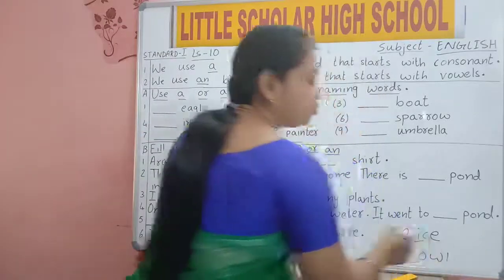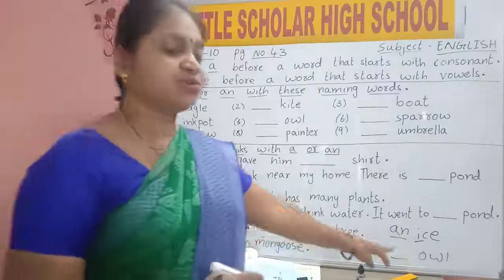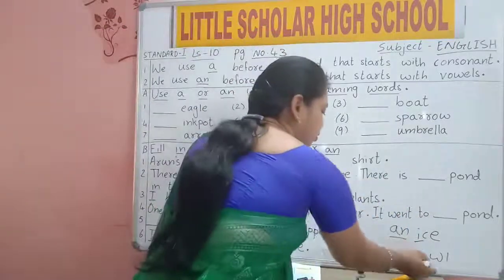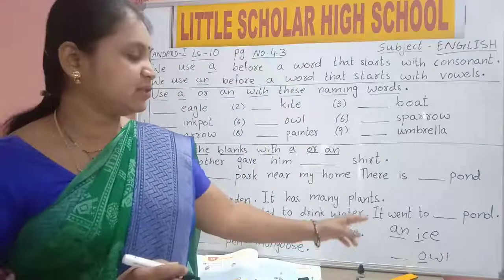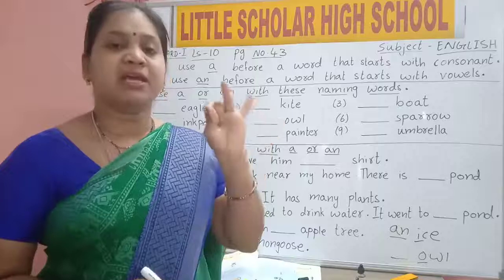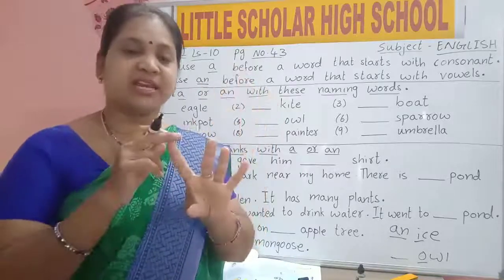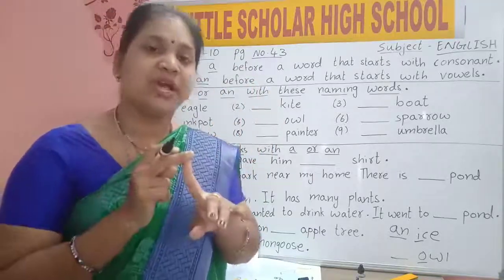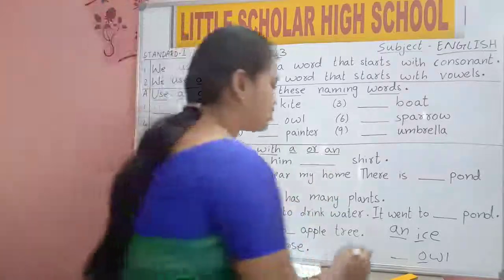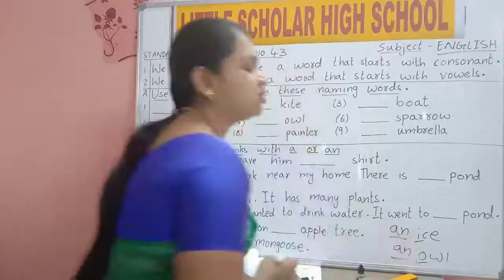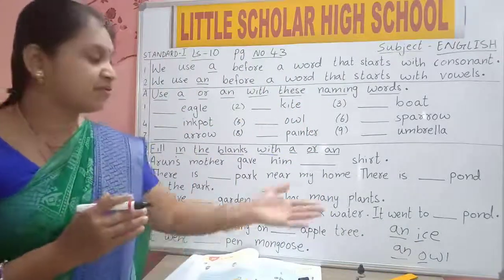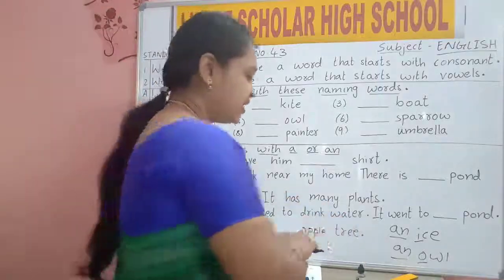O-W-L, owl. First you should see which letter the word is starting with. The word is starting with O. Now read out the vowels: A, E, I, O. Is O there? Yes, in vowels we have O. So this word is a vowel word, so we should write an. Understood? In front of consonants we will use a. In front of vowels we use an. Is it clear now?